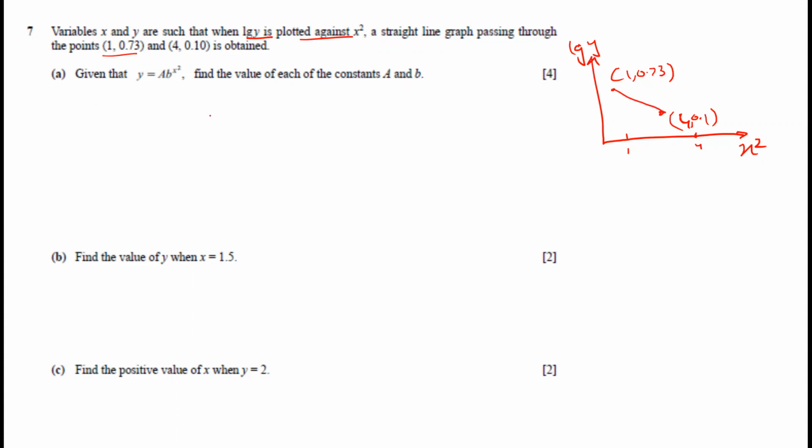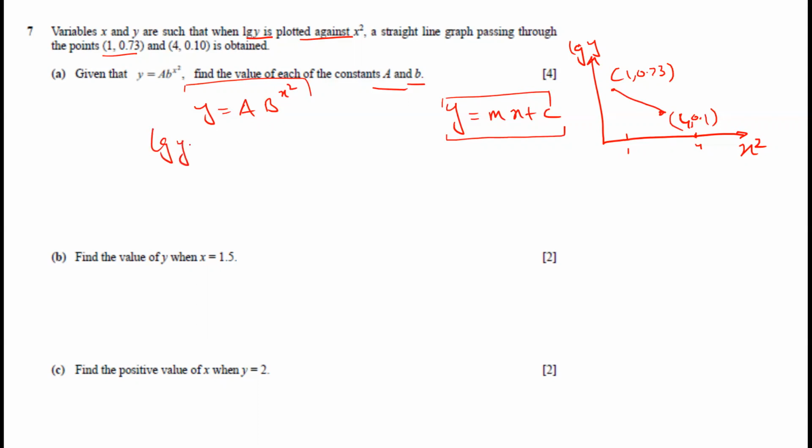Now, given that y equals a b raised to the power x squared, find the value of each of the constants a and b. Over here we have a straight line, so we need to understand that a straight line is y equals mx plus c. Now we have to convert this expression into this form, y equals mx plus c. So we're going to take log on both sides.